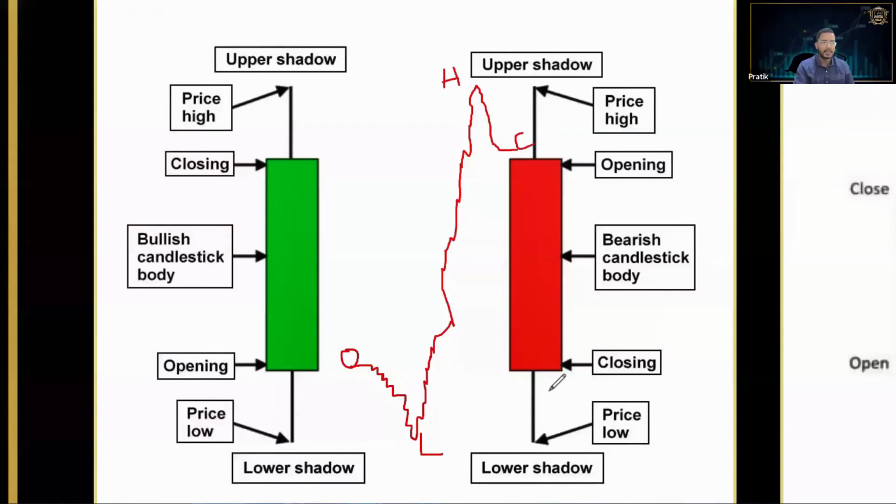Everyone understood what has happened? We are taking an example of a day. In the morning it opened here, the price went down to the low level. Buyers came in and bought. I'm just explaining a perfect example. It went to the high price and then came down. So in OHLC, we now have these four points.